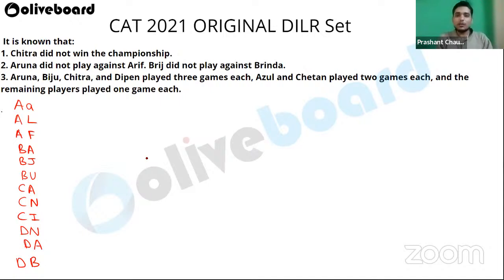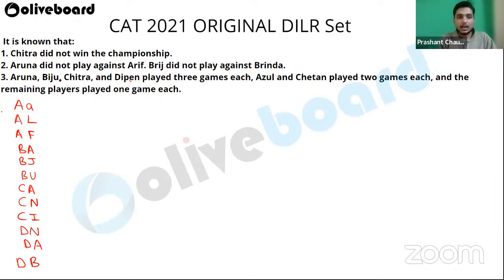Now, what we are going to do, we are going to just use these. Chitra did not win the championship. Which one of them should be used in the starting? If anyone is having any idea, just tell me. What should be the first step according to you? Just try to guess the first step. According to me, the first step should be this.